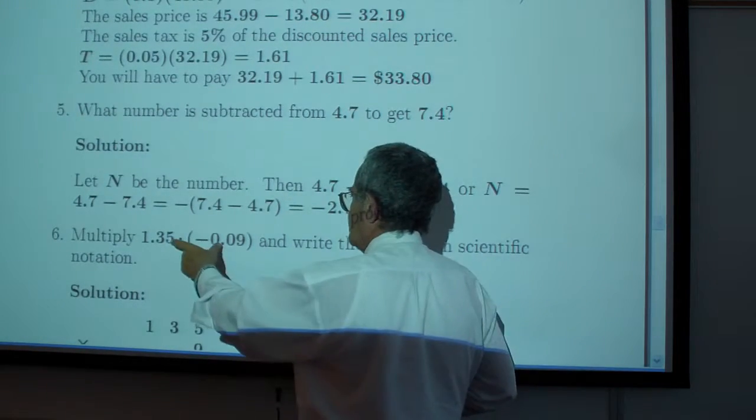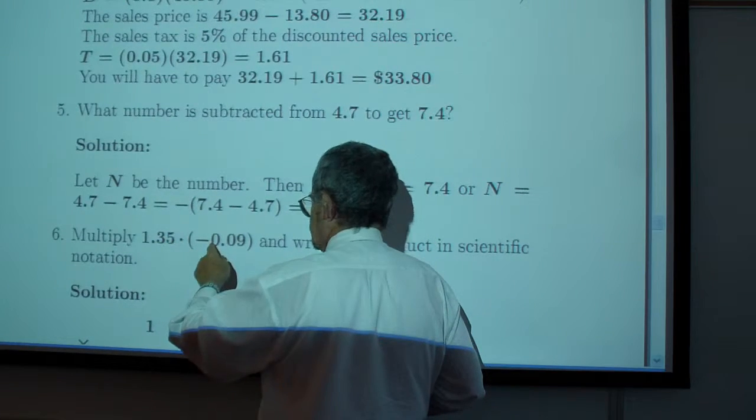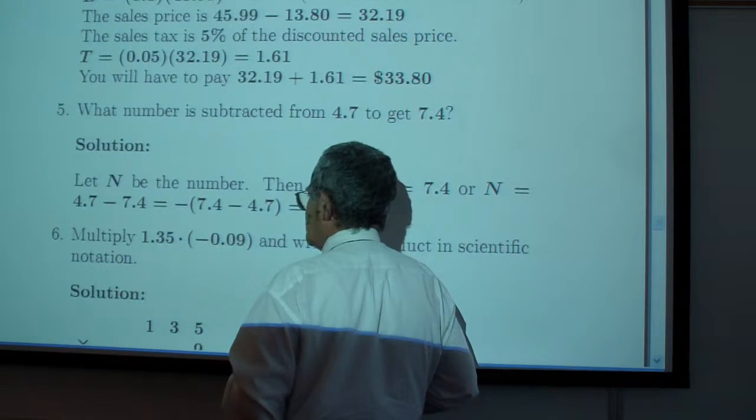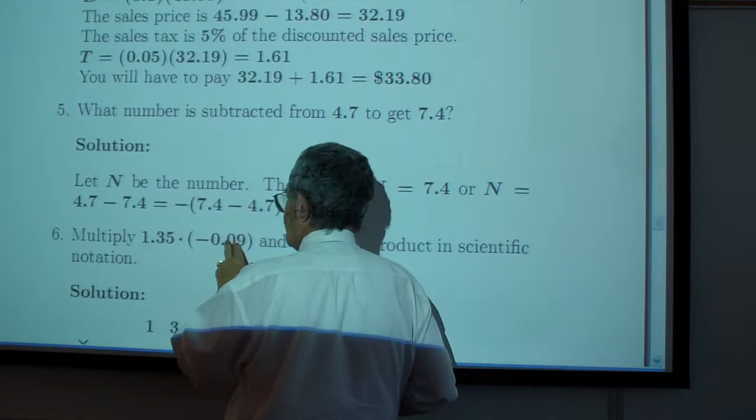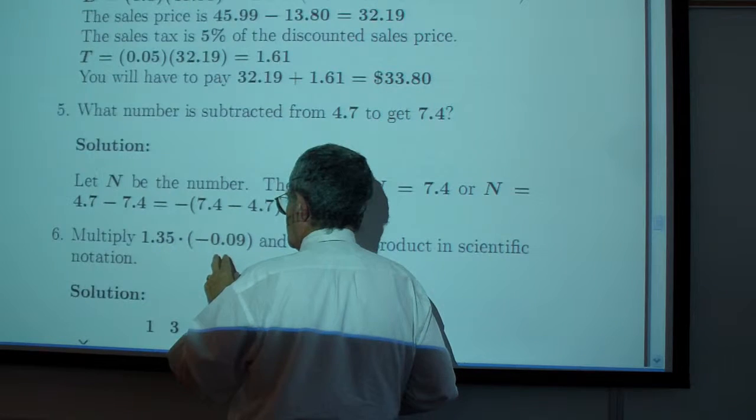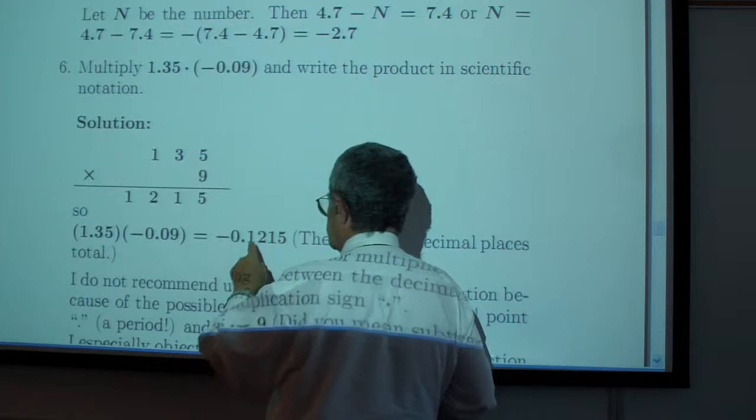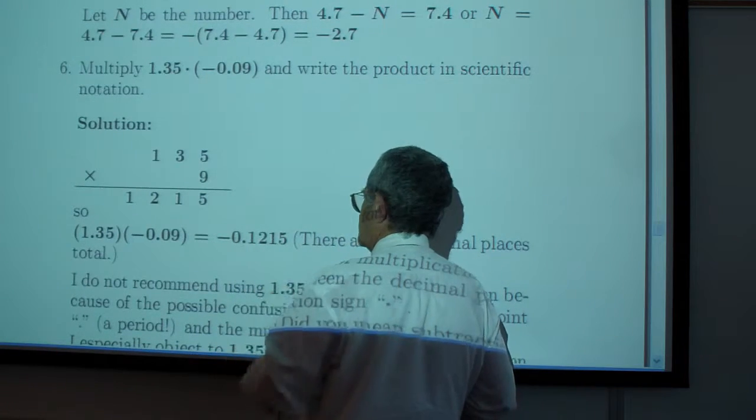Multiply these two numbers. You have a positive number times a negative number. The product is negative. Do your regular multiplication. This is about 0.1. So 1 times 1 about 1, and 1 times 0.1 about 0.1. So the result is about 0.1.